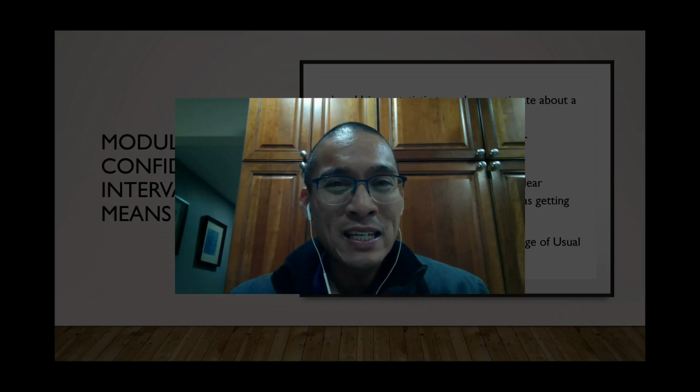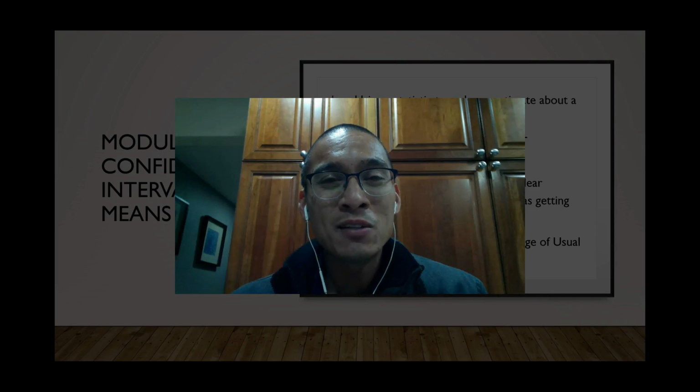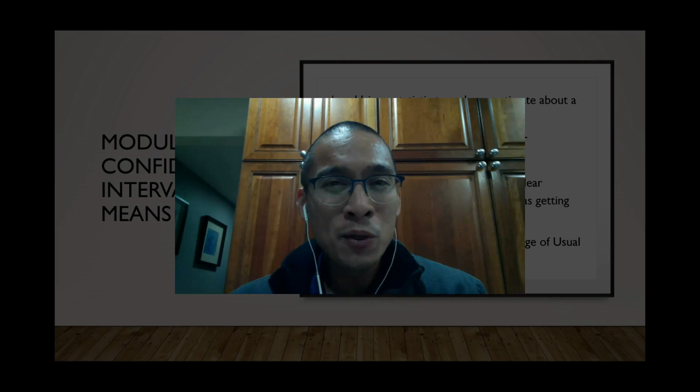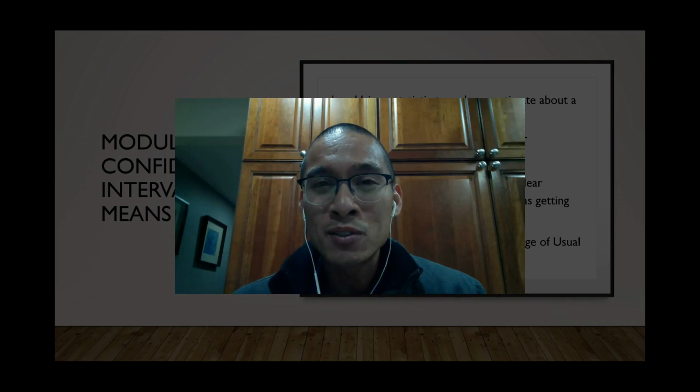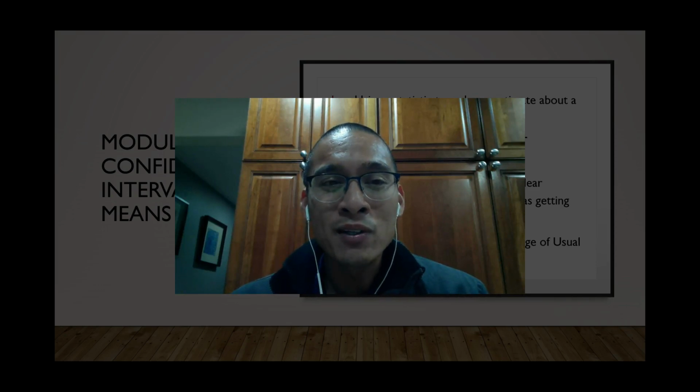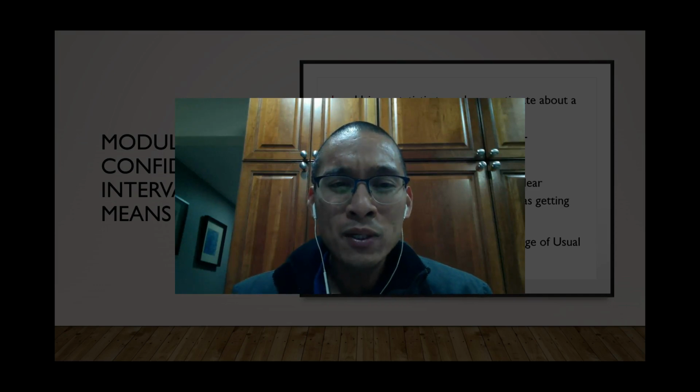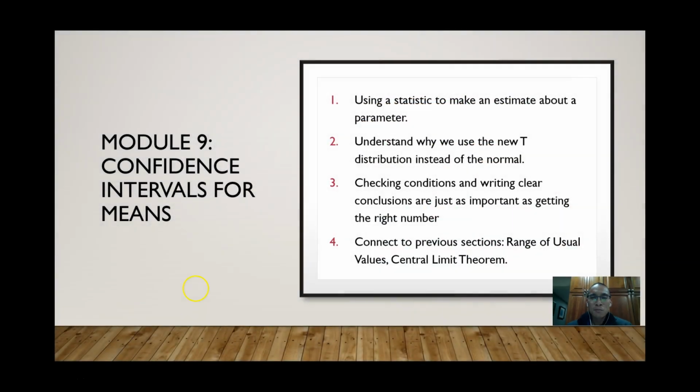We're now starting the next unit, which is starting to get into the real core of this class, which we call inferential statistics. What we're going to do is start using our statistics to help us make decisions about our parameters. And the first thing we're going to learn about is what we call a confidence interval. First, what is the purpose of a confidence interval?